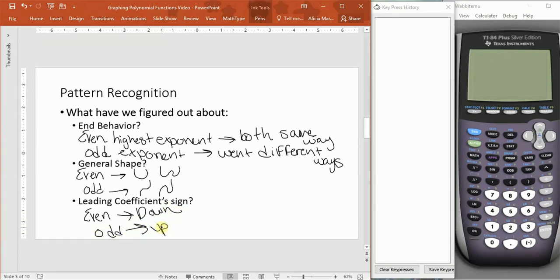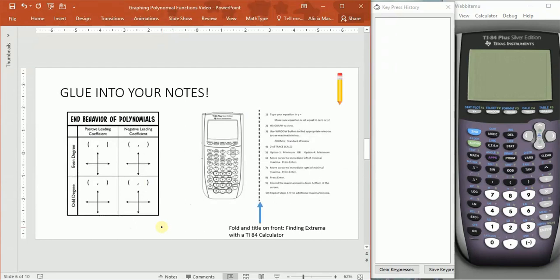So I have a cool little foldable, you should grab out those little foldables. Two of them I gave you. The little one, glue both of these into your notes. However, this one with the calculator on that, you're going to want to fold on the dotted line and then title it Finding Extrema with a TI-84 calculator. What I did is I took basically the steps of how we're going to find extrema on the calculator into a foldable for you guys so you can reference it back.